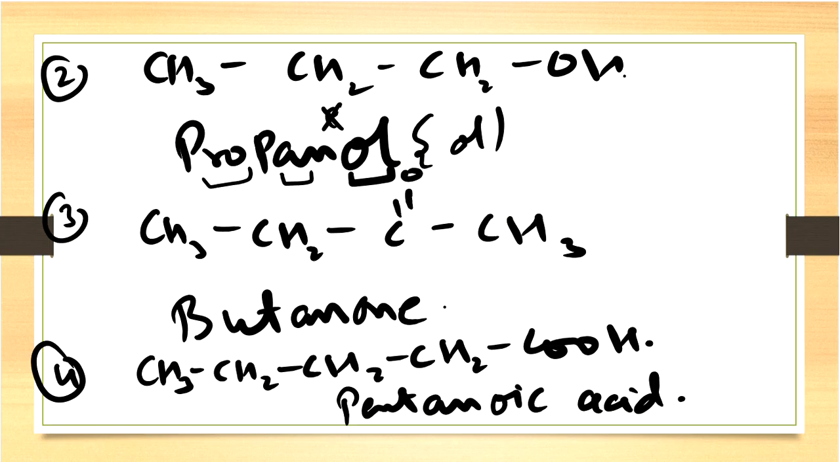Next, CH3, CH2, C double bond O, CH3. 4 carbons for but, AN for single bond. We will drop the E here, and after that ONE is there. Next is CH3, CH2, CH2, CH2, COOH. Here carboxylic acid is there, so pent for 5 carbon atoms, AN for single bond, and oic acid as the suffix for carboxylic acid.